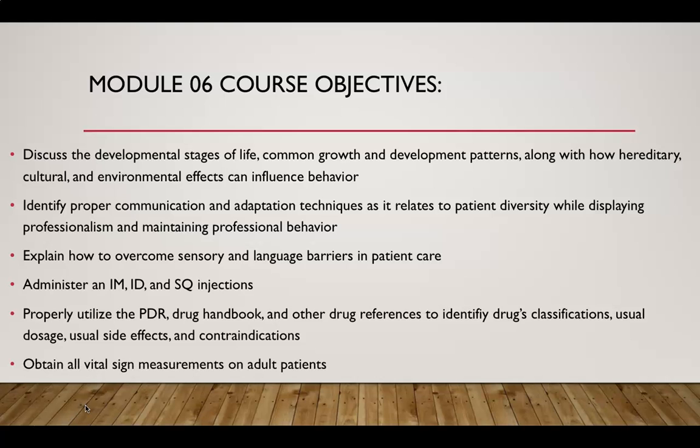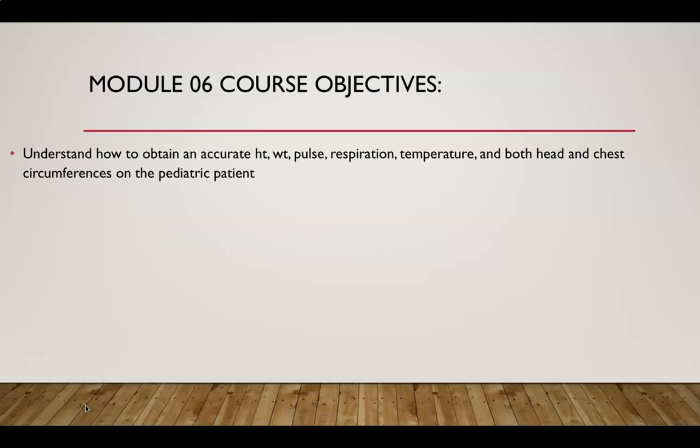Obtain all vital sign measurements on adult patients. Again, this will be with our weekly skills check, and that will include height, weight, blood pressure, pulse, temperature, respirations, SpO2, and LMP. Understand how to obtain an accurate height, weight, pulse, respiration, temperature, and both head and chest circumferences on a pediatric patient. This is different than what it is for an adult patient. So we have to learn how to do this a little bit differently and also learn how to adapt to do it for the child themselves.